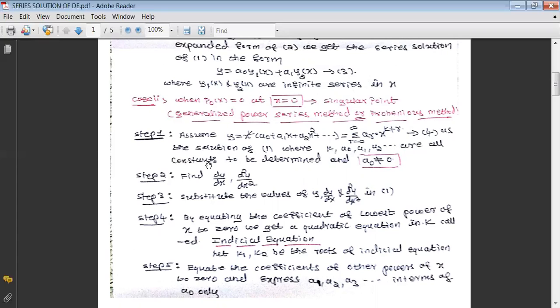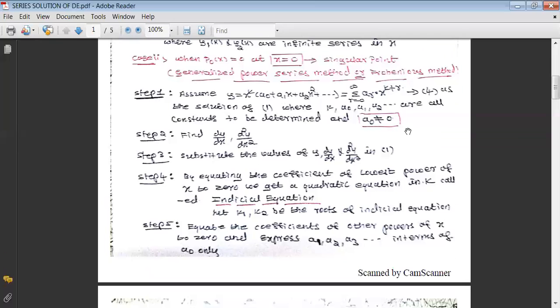where k, a0, a1, a2 and so on are all constants to be determined, and we have to keep in mind that the value of a0 is not equal to 0. That will be our first step. Whenever we find that the value of p0(x) equals 0 at x equals 0, we assume y equal to the summation r varies from 0 to infinity of ar into x raised to k plus r as the solution of equation 1. That is our first step.